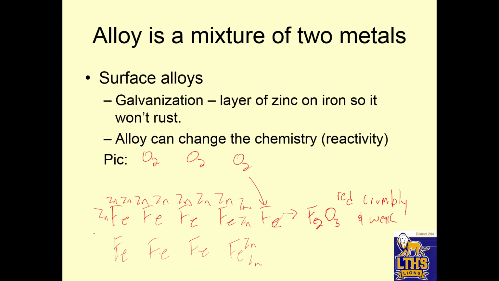Zinc does not turn into a red crumbly thing when it reacts with oxygen. When zinc reacts with oxygen, it turns into something very hard and unreactive. So we like zinc. Zinc is a great galvanization product because it will protect the iron inside.